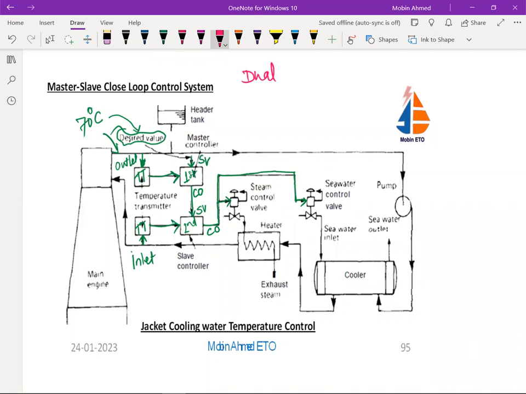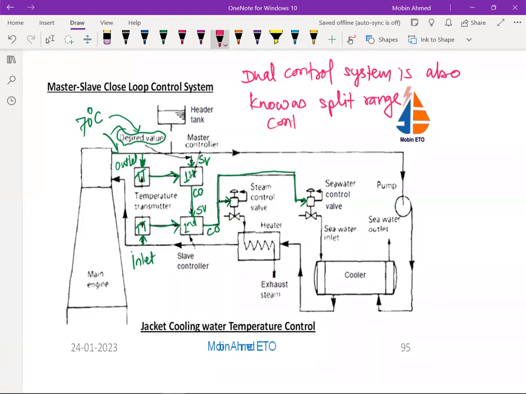So this type of dual control system is also known as split range control system. Now where we are going to use this?